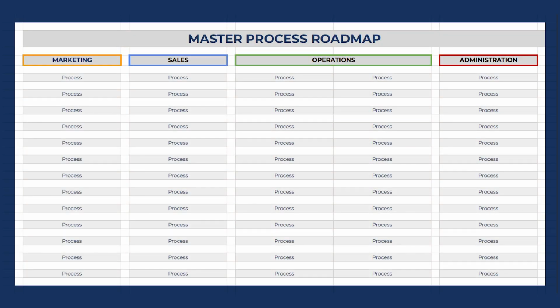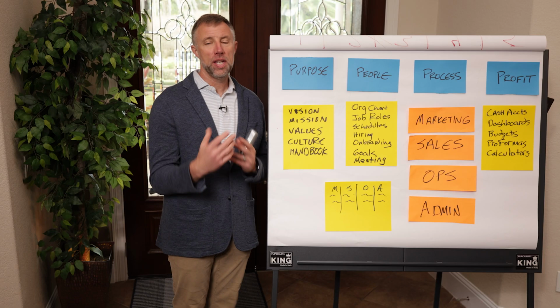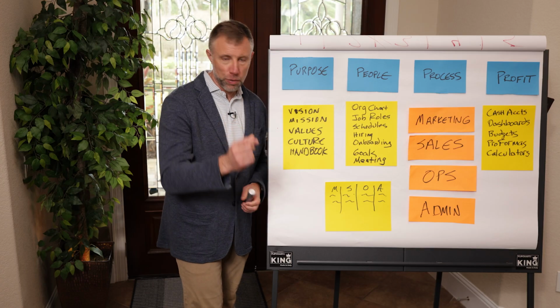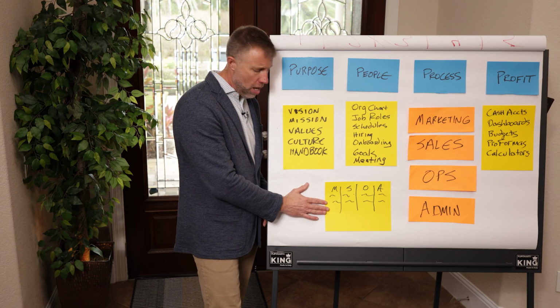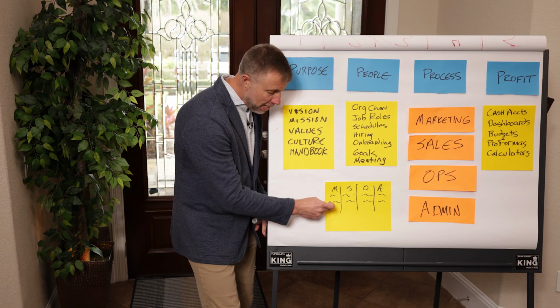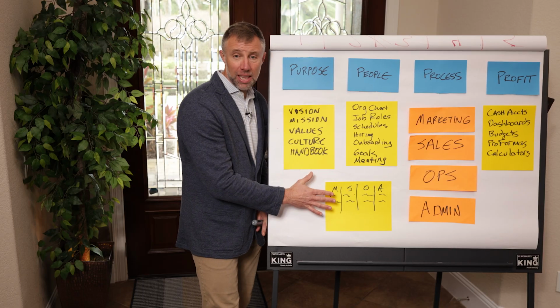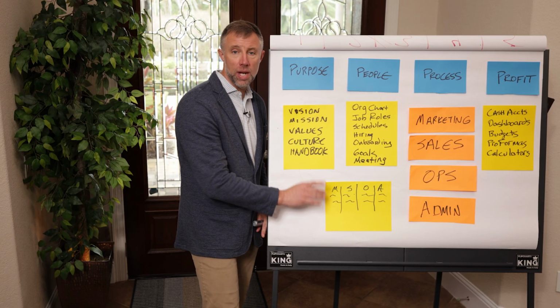Take your MSOA, Marketing, Sales, Ops, Admin, put them horizontally across one sheet of paper, and then I want you to set a timer and go map out every process that exists in your business. Well, where do I find those? You know what they are. All the things you do for marketing, all the things you do for sales, for operations, just put the title down. That's it. You don't have to document it out yet. Just put the title down, and then the next time you do it, document it like it's the last time you'll ever do it, and then train it.